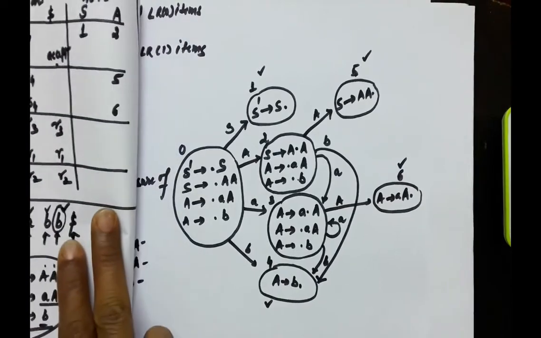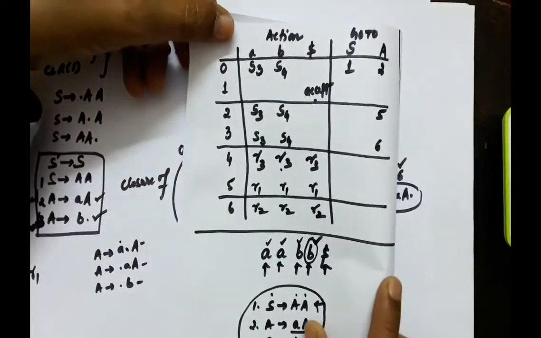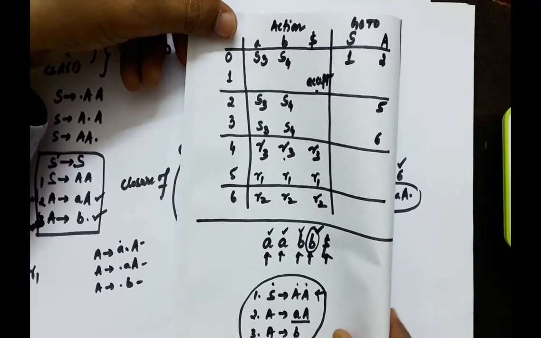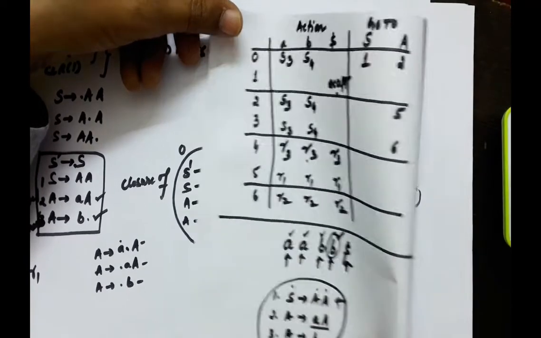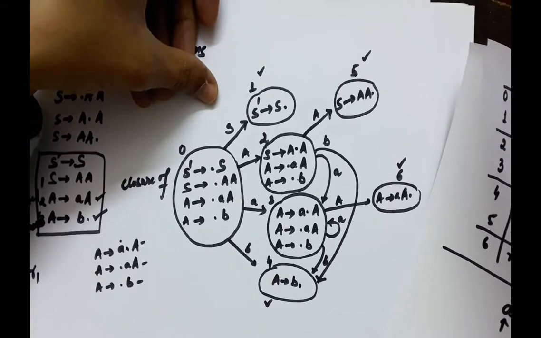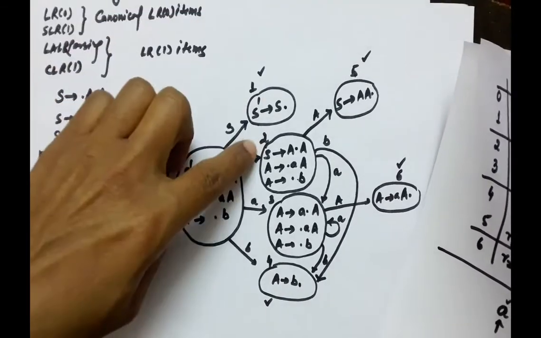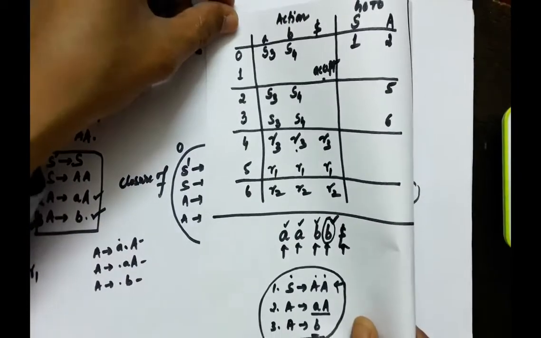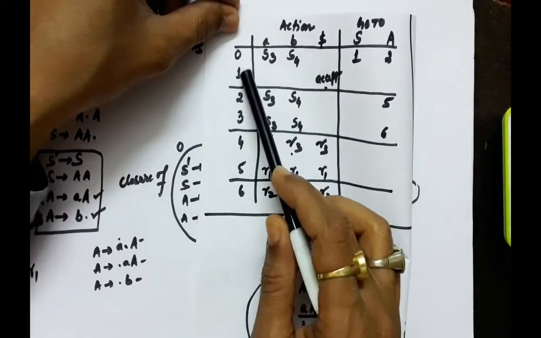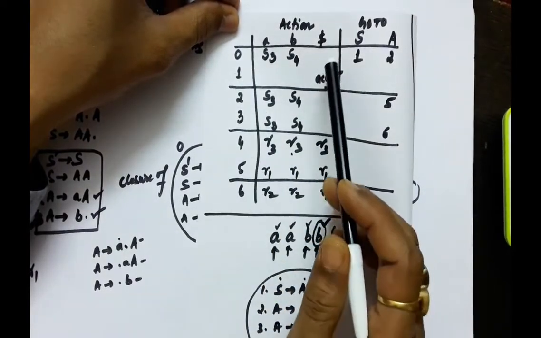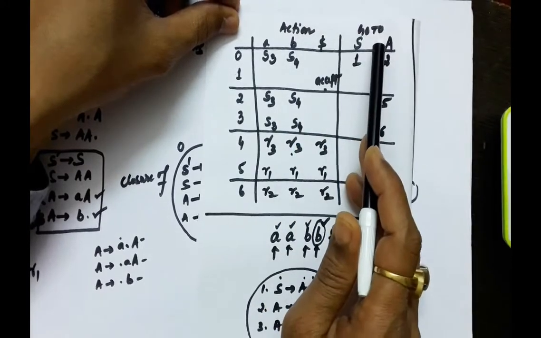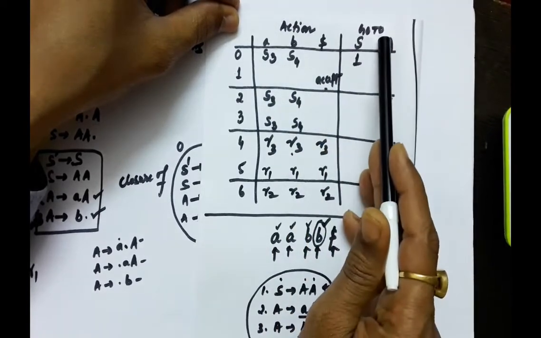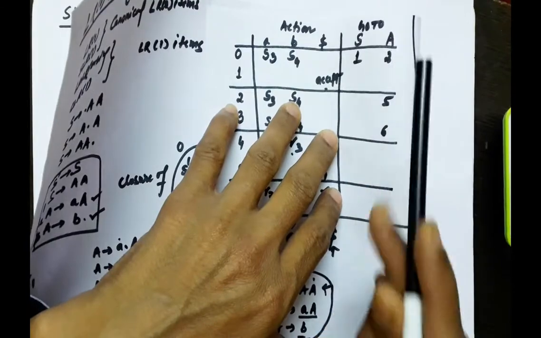If you remember, in making this table we had rows and columns, and the number of rows was equal to the number of states in the canonical collection of LR0 items. We have the states 0, 1, 2, 3, 4, 5 and 6 in the collection, and similarly in this table we have states 0 to 6. These are the actions and these are the go-to. In the action we have the terminal symbols, and in the go-to we have the non-terminal or variable symbols.